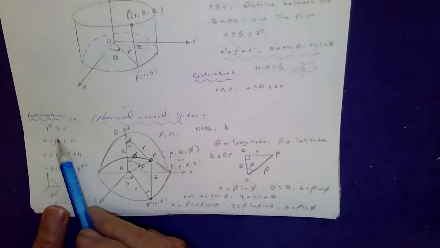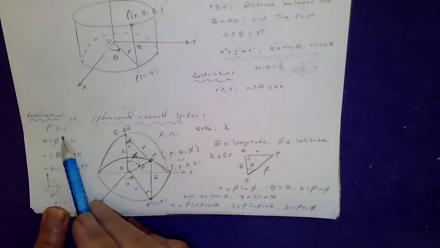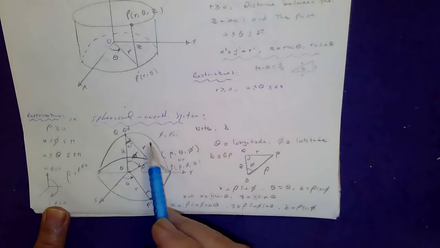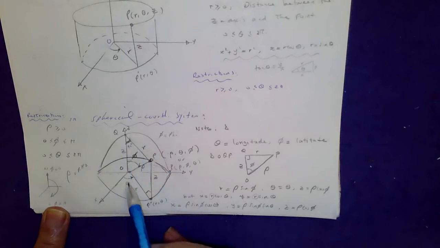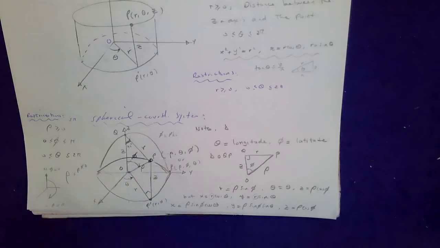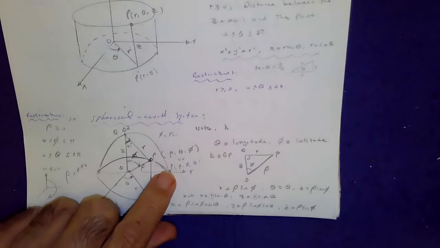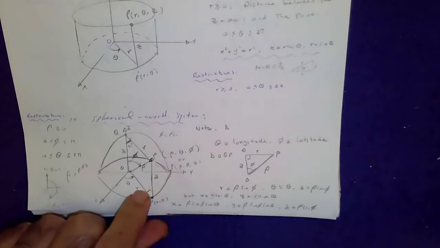So these are the conversion formulas from spherical to Cartesian. But please don't forget the restriction on these three parameters. Rho is always positive. Phi goes from 0 to pi, so that goes from North Pole to South Pole clockwise. But theta can go 360. Correct? If phi stops at pi over 2, 90 degrees, you're on the floor.